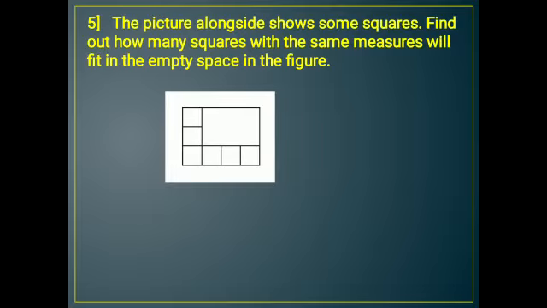They have given us the picture. See the picture carefully. The picture alongside shows some squares. Yes or no? We can see the squares. Find out how many squares with the same measures will fit in the empty space in the figure. So here some squares are given and we have to find how many squares will come in the empty space.